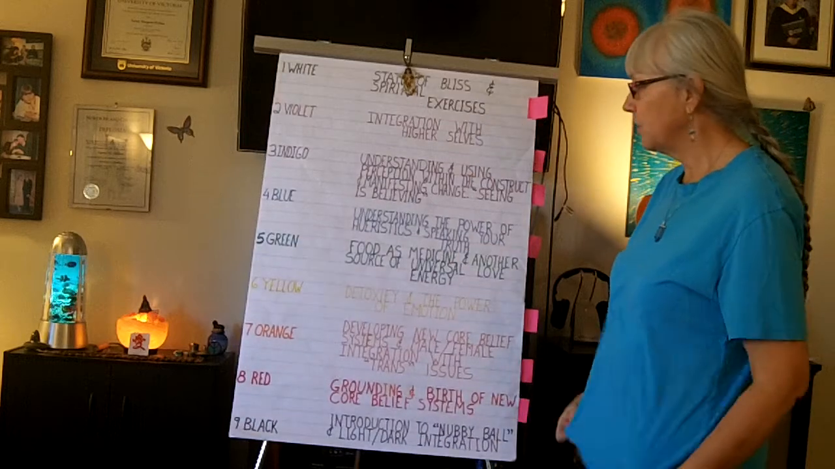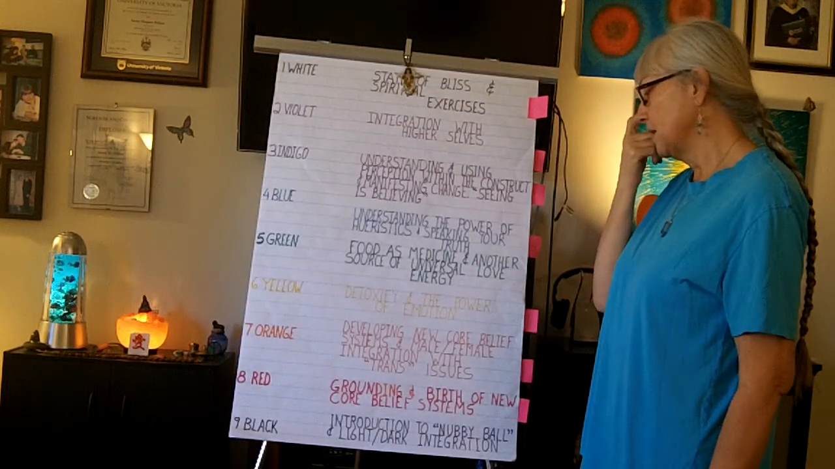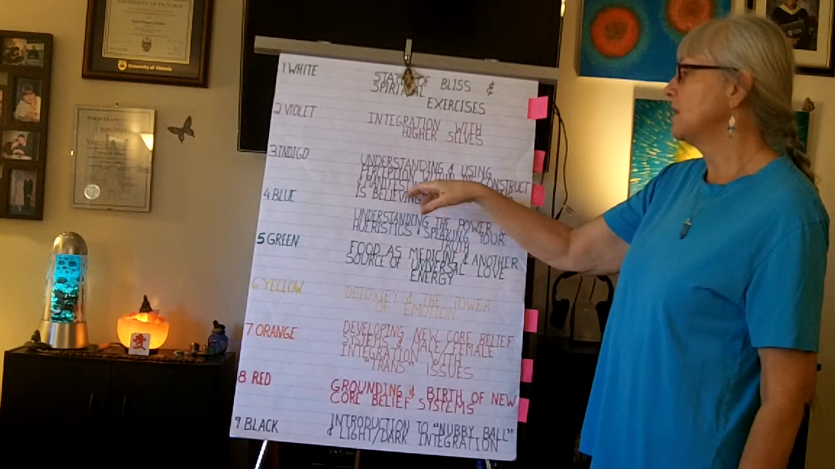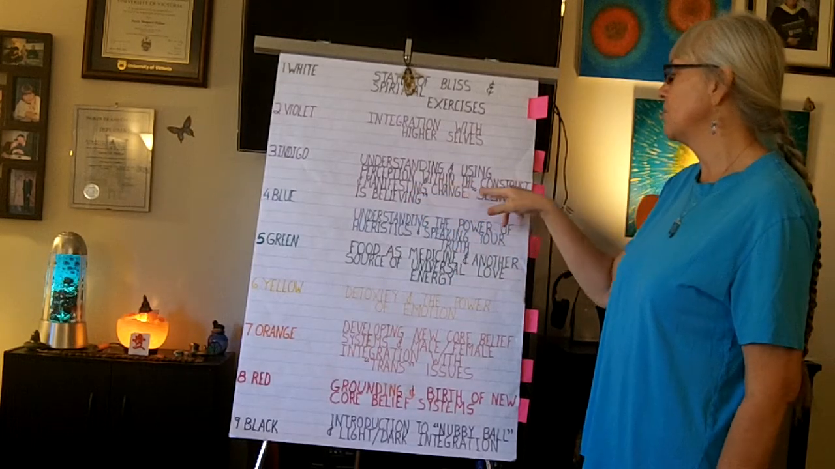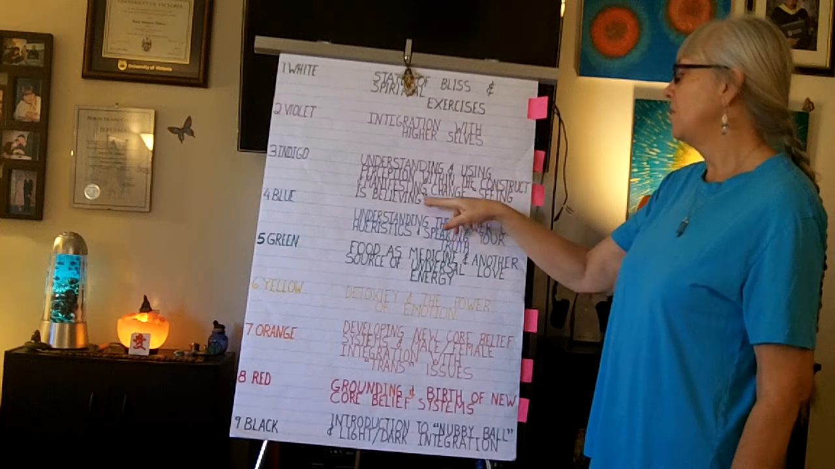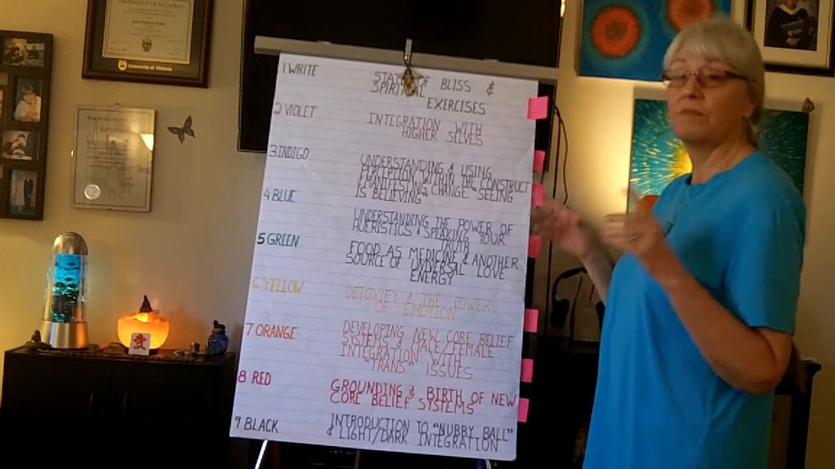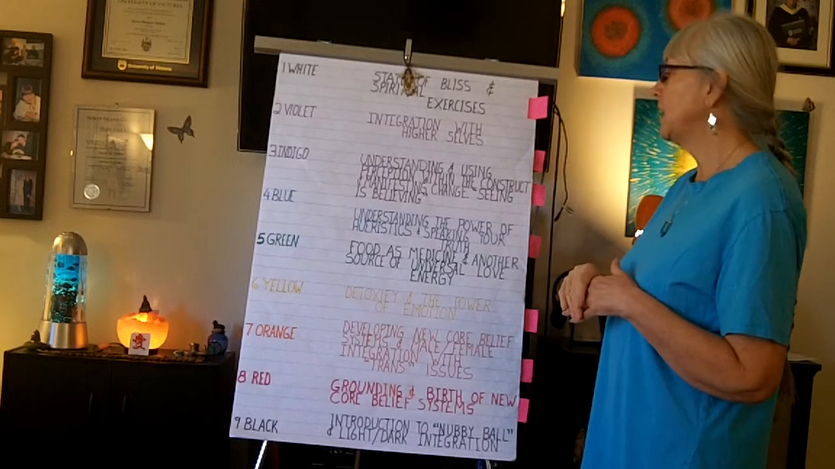So, thank you for joining me for understanding the power of heuristics and speaking your truth. And the next step, and what I'm working on now, is step 3, Indigo: understanding and using perception within the construct, and manifesting change, seeing is believing. Okay, it's a big mouthful, so I'll just tell you what it means in ordinary English.